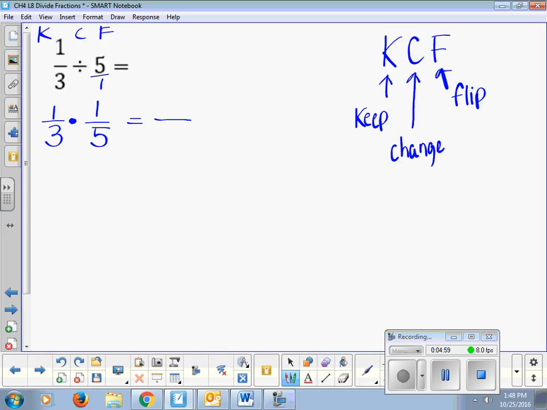We multiply our numerators. 1 times 1 is 1, and 3 times 5 is 15. Can 1/15 be simplified? No, that is our final answer.